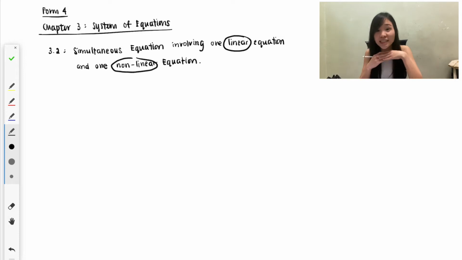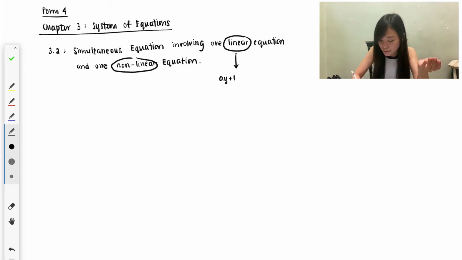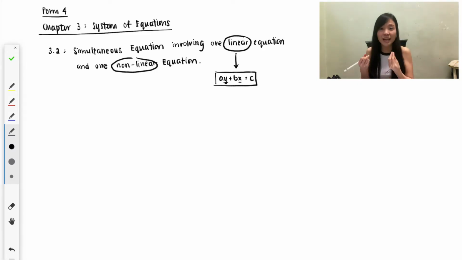So again, what is a linear equation? A linear equation is an equation with variables without any power. For example, ay plus bx equals c. Which ones are the variables? The y and the x are the variables. Do you realize the variables are all with only power 1? So that is what we call a linear equation.